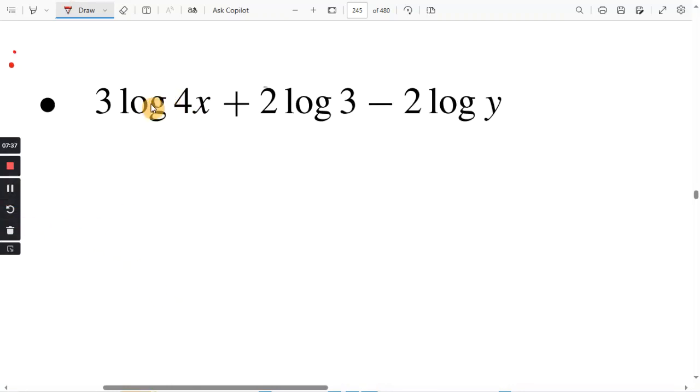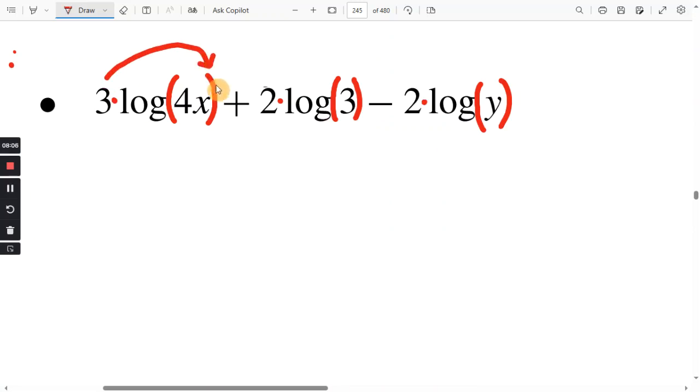All right, so the argument on the first log is 4x. The argument on the second log is a 3. And the argument on the last log is a y. In all three cases, we have a coefficient out front. This is times 3, this is times 2, that's times 2. We need to make those coefficients the exponents on the arguments. So this 3 is going to be an exponent, this 2 is going to be an exponent, and this 2 is going to be the exponent. Okay, you leave the negative sign behind.